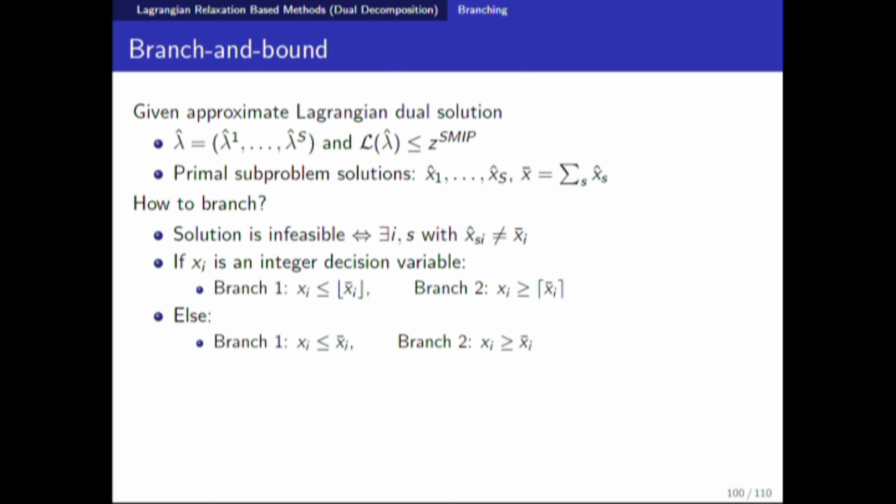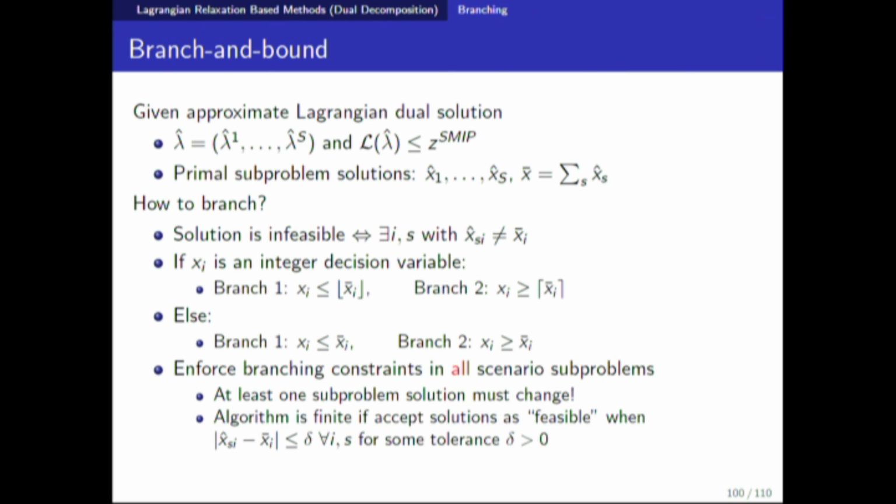If it's a continuous variable, I just can't do the round down and round up. But the key thing here is that I may still have to branch on this variable even if it's continuous. So that's another difference from integer programming. The thing I've relaxed here is not integrality. The thing I've relaxed is that all these variables are supposed to be equal to each other. So in this case, when I branch, I have to branch in a way that tries to enforce that back again.